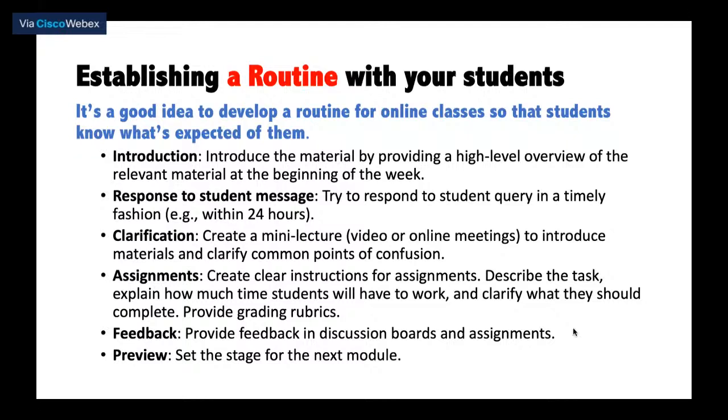Then, assignments. Please create clear instructions for assignments. Don't just put up an assignment and expect students to understand what you would like them to do. Please, first you need to read this, then do this, then do that. At the end, you need to submit where.